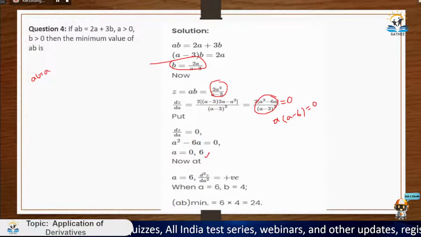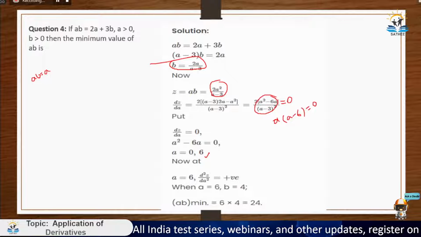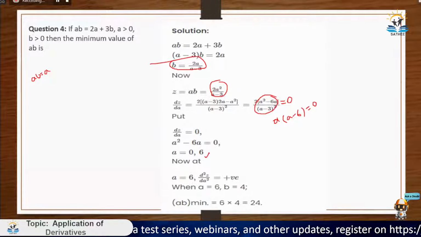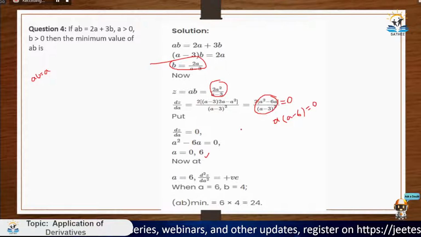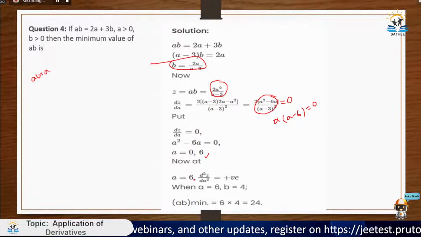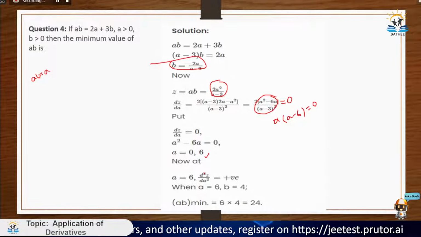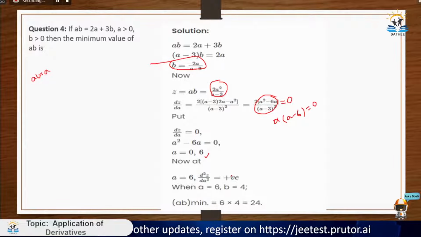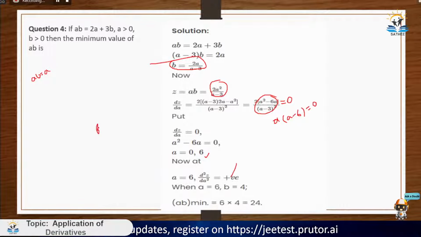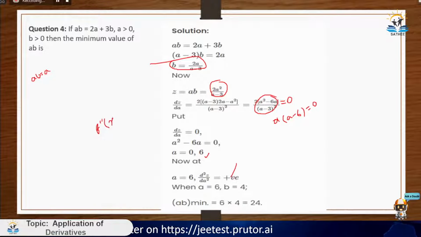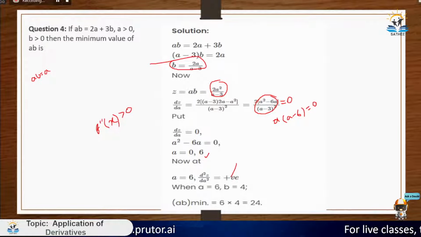So as I told you, when you get two values for f dash x equal to 0, you calculate f double dash x. On calculating f double dash x and putting A equal to 6, you are getting a positive value. And you know that when f double dash x is positive, then that point is the point of minima. Because for f double dash x, here it is the inverse case, that is when it is positive, you get minima, and when it is negative, you get maxima. Since you are getting positive, at A equal to 6 the value of AB is minimum.